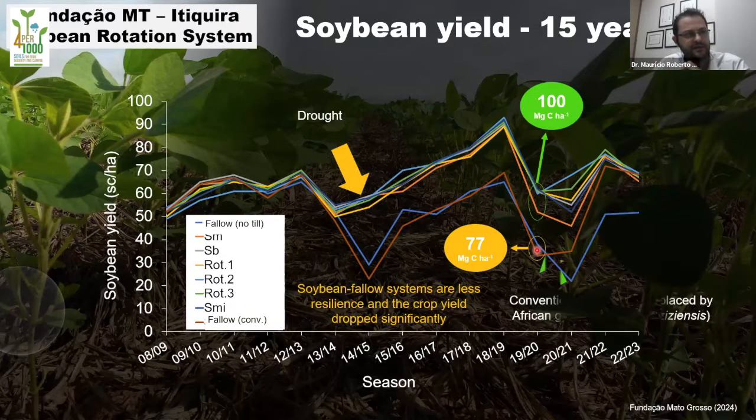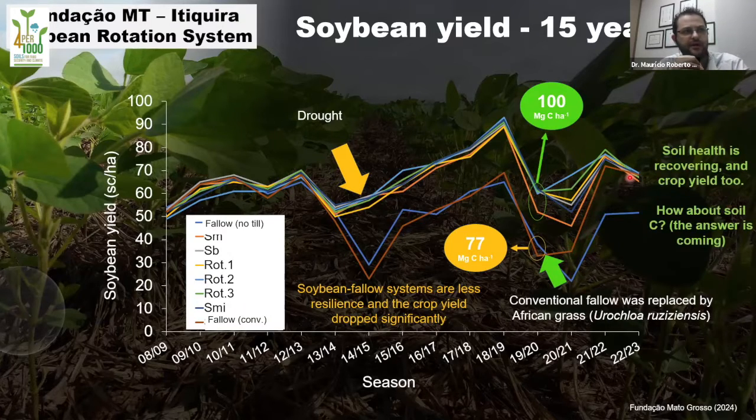And one interesting decision that was made was to replace the conventional fallow treatment with African grass, Brachiaria or Urochloa ruziziensis. And look, the crop yield response recovered in 3 or 4 years. So soil health is recovering, and crop yield too. And how about carbon? We just sampled the soil 3 weeks ago, so the results are coming. Let's see if the carbon stocks continue to have this type of difference that was seen a few years ago.